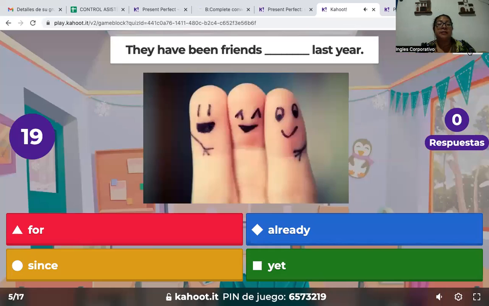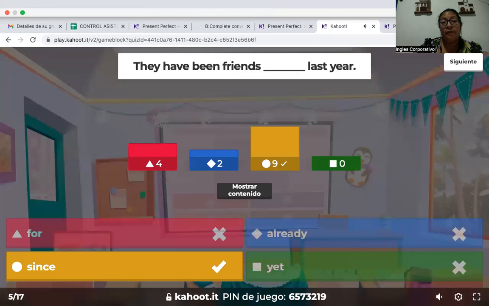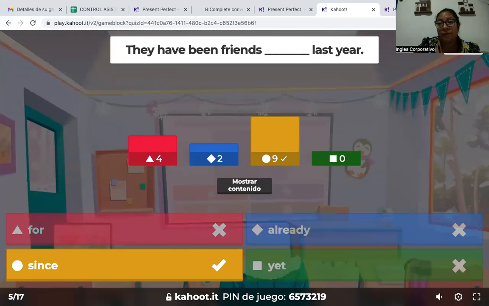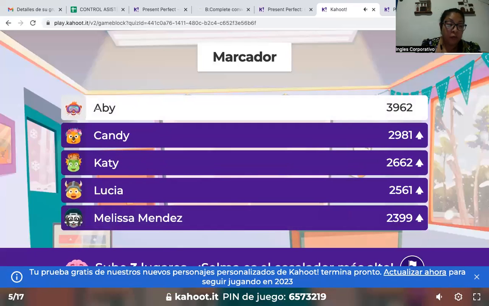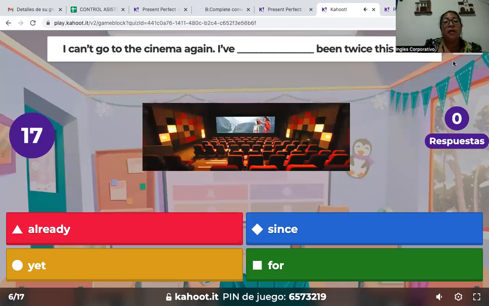Next. They have been friends since last year. Si tienen duda con alguna, me preguntan. I can go to the cinema again. I've already been twice this week. Okay, easy peasy.